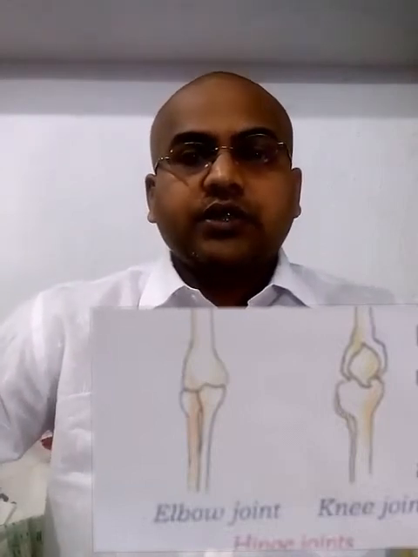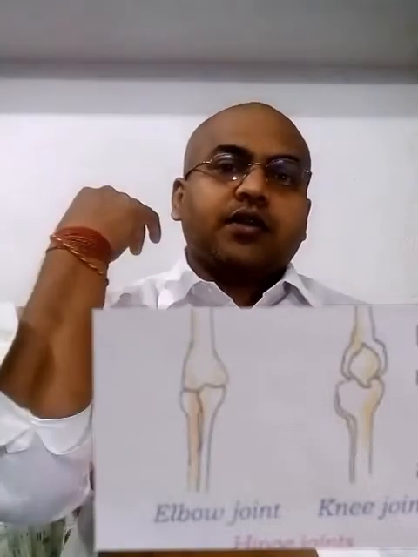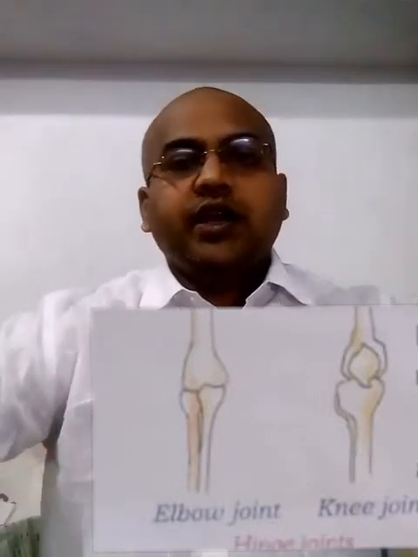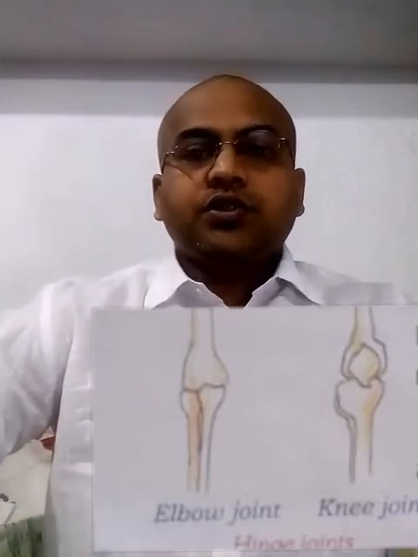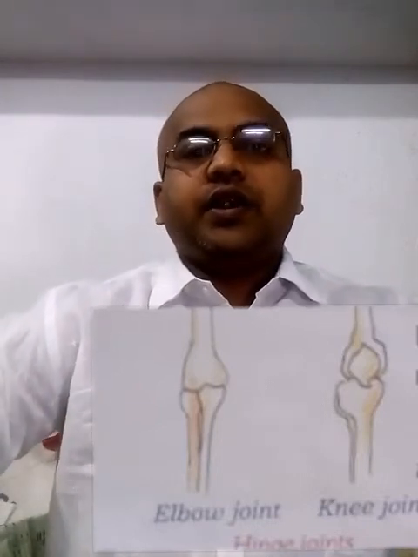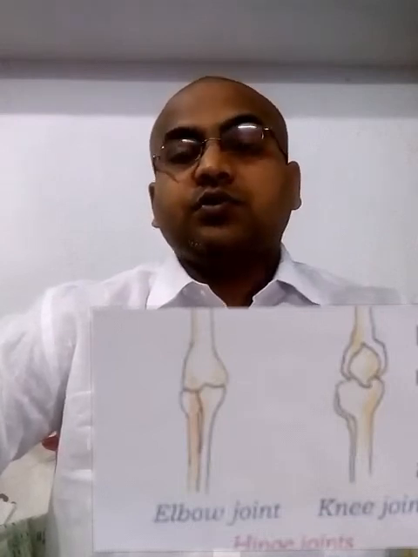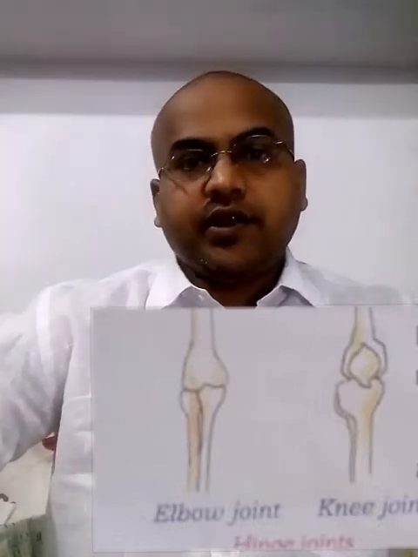Next we will discuss the hinge joint. If you remember class, I told you that our elbow is an example of a hinge joint. The most important characteristic of a hinge joint is that it allows movement in only one direction, not in the other direction.